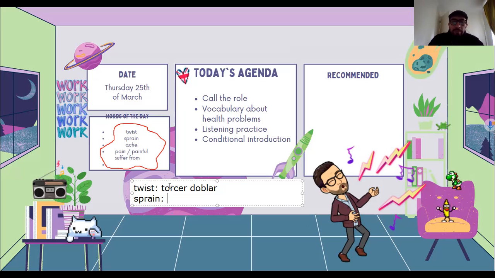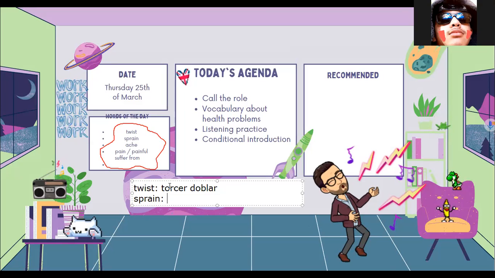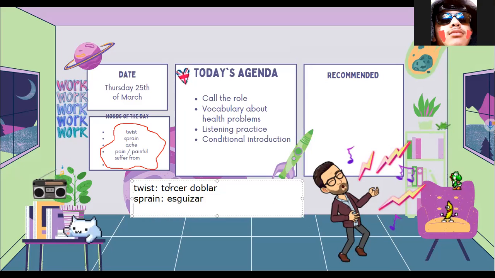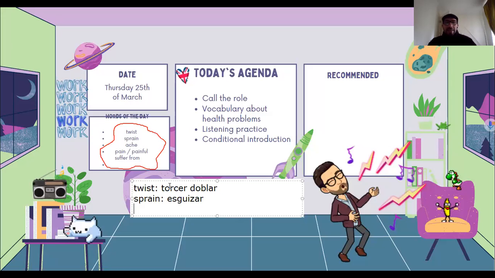What's that? Un esguince. Yes, esguince. Sprain. Okay, so you can sprain your ankle. That's right. Also, ache: you can have a headache, you can have a toothache, you can have an earache. What's an ache?